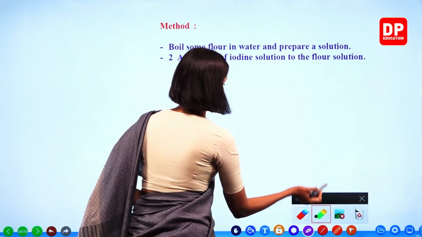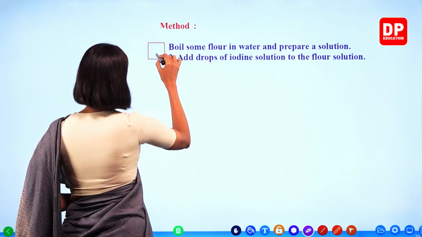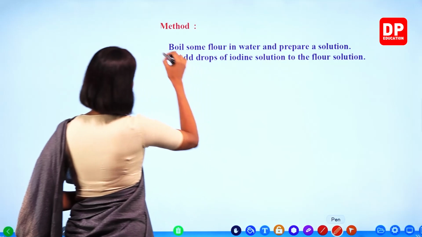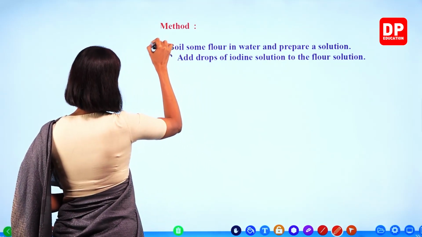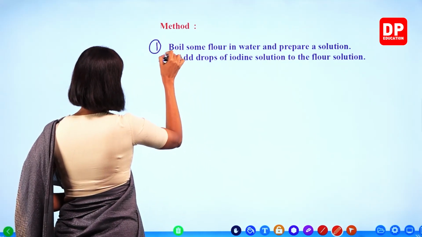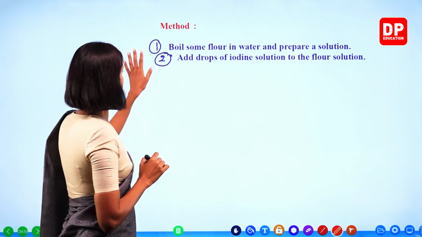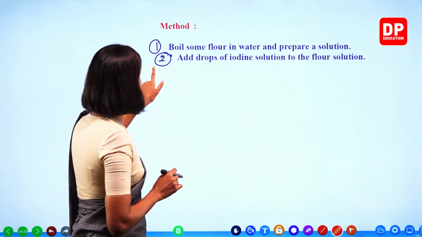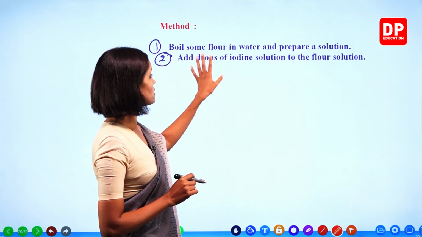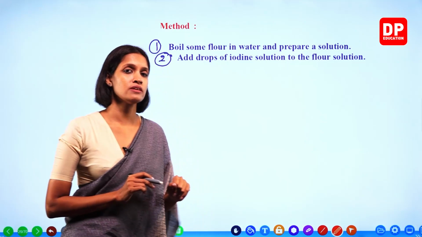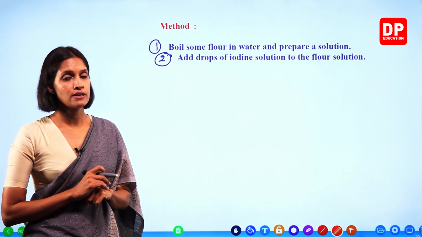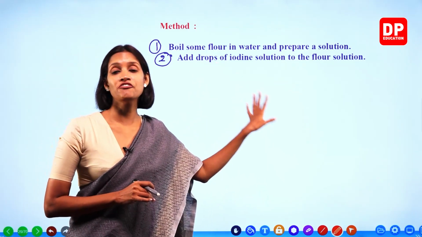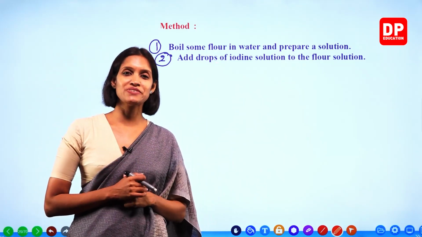So we will write it as step 1 and step 2. Step 1: boil some flour in water and prepare a solution. Step 2: add drops of iodine solution to the flour solution. Just 2 drops is enough. And you have to observe what happens to the color of the flour solution. Let's do this activity now.